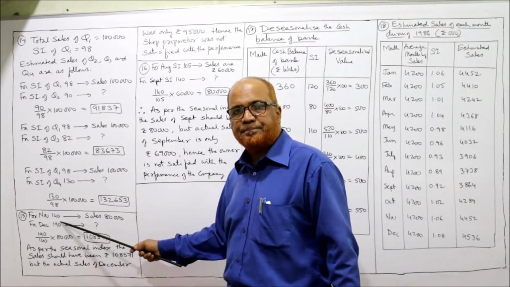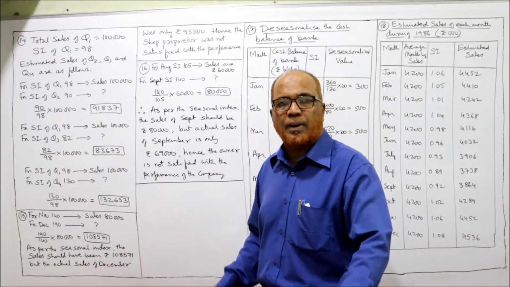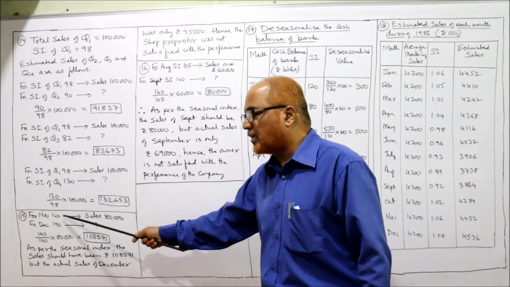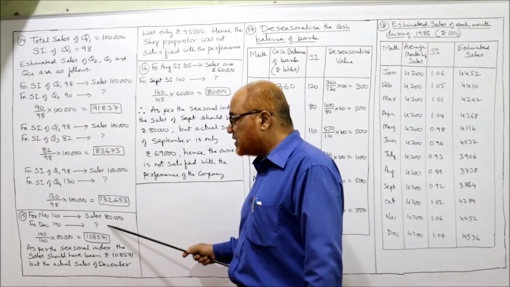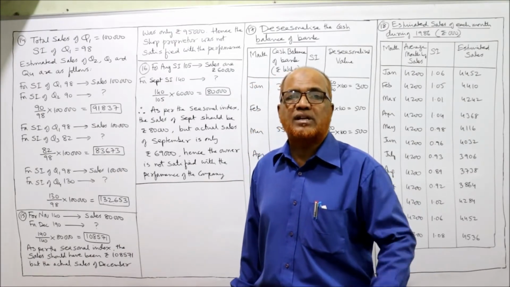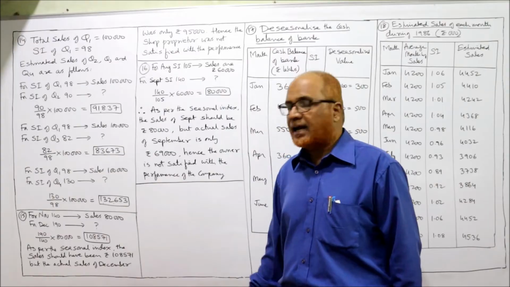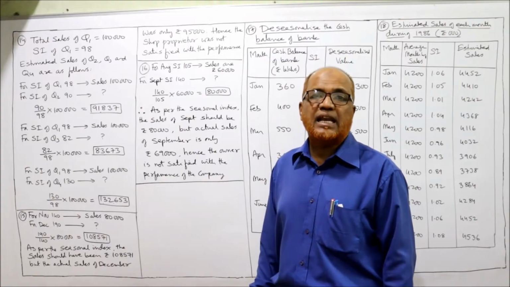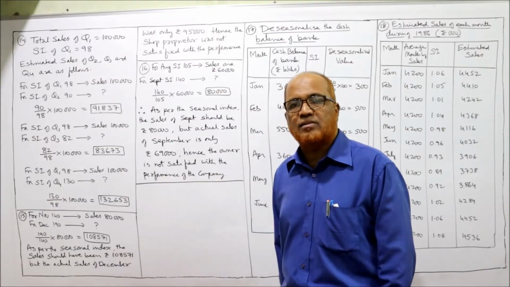The index of November is 140, and the sales are 80,000, as given in the problem. The actual sales are 80,000 in November when the index number was 140. And the index number for December is 190. So according to the seasonal index, how much should be the sales of December? 190 by 140 into 80,000 comes to 1,08,571. So if we go by the seasonal index, the sales of December should have been 1,08,571.